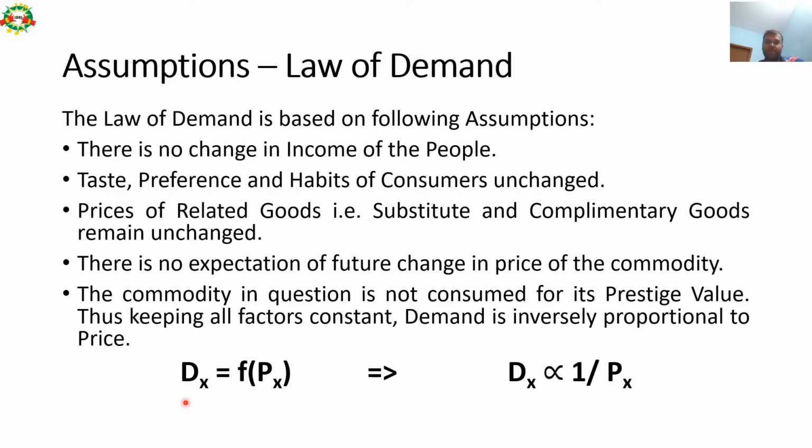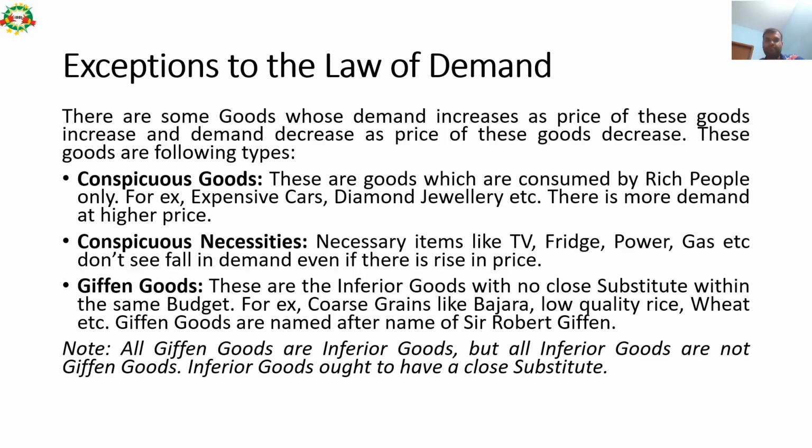So demand is nothing but a function of price, and it is inversely proportional to the price as per the law of demand. However, there are certain exceptions to the law of demand also. There are some goods whose demand increases as the price of these goods increases. Normally, what the law of demand says: price increases, demand decreases; price decreases, demand increases. But there are certain goods in which, as the price increases, the demand increases, and demand decreases as the price decreases. That is opposite to the law of demand.